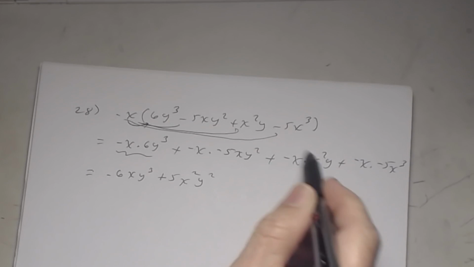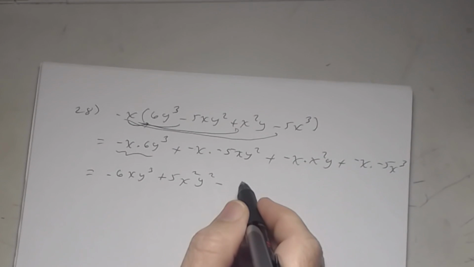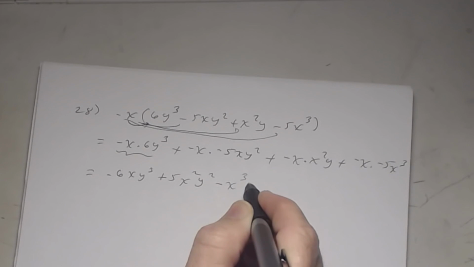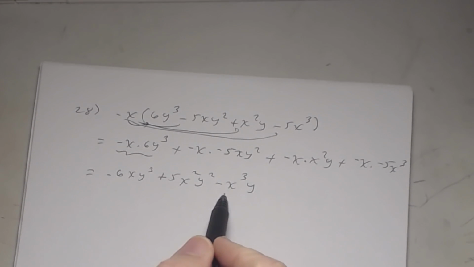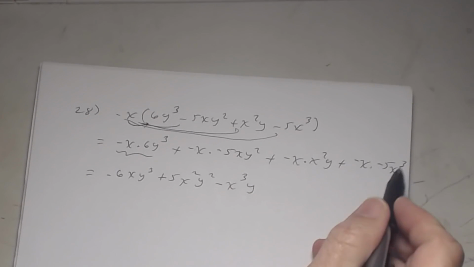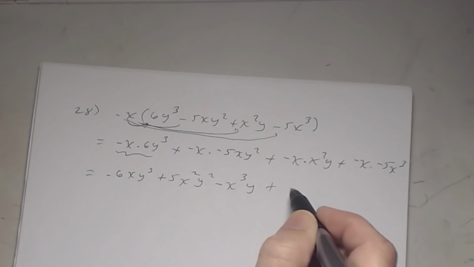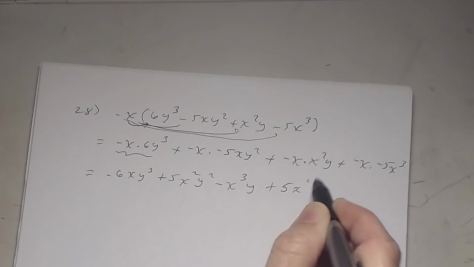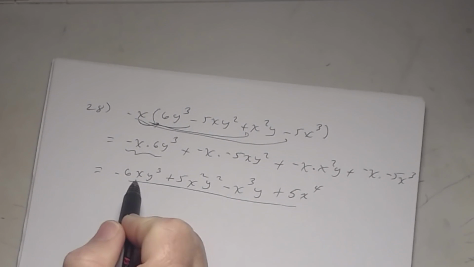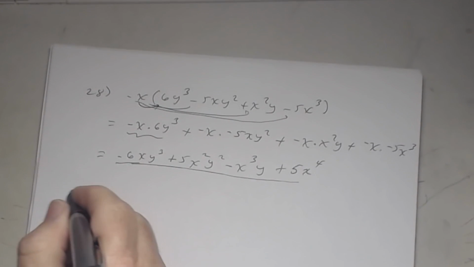Next one. What's going to be that coefficient right here? I'm going to write it as negative 1, but we tend to leave that 1 off. So x cubed, and then y. So you see it's just negative x cubed y. And then finally, a negative x times a negative. A negative times a negative is a positive, so I'm going to say a plus here. And then plus what? 5x to the 4th. Are any of these like terms? No. So there's your answer. That was 28.